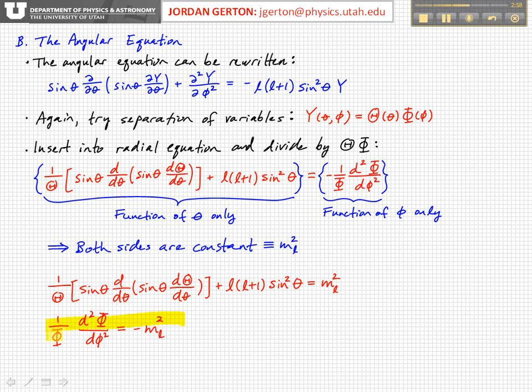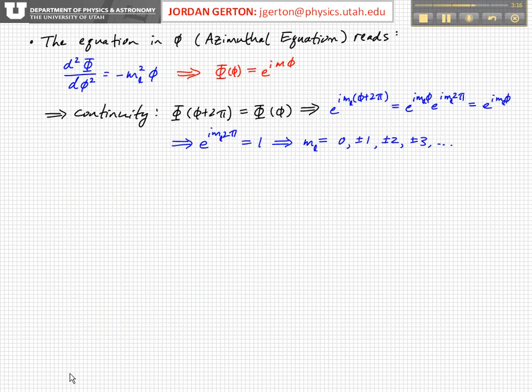Now let's solve the simplest one first. Let's solve the so-called azimuthal equation. We call it the azimuthal equation because, remember, phi is the azimuthal angle, defined in the xy plane. It's the angle that goes around the z-axis in our polar coordinate system. So this is the azimuthal equation here, and we see that this is now a very familiar form for a differential equation.